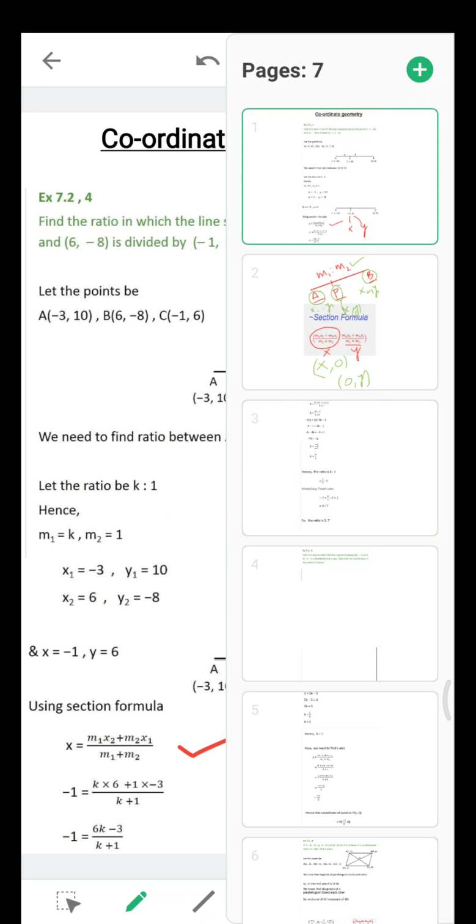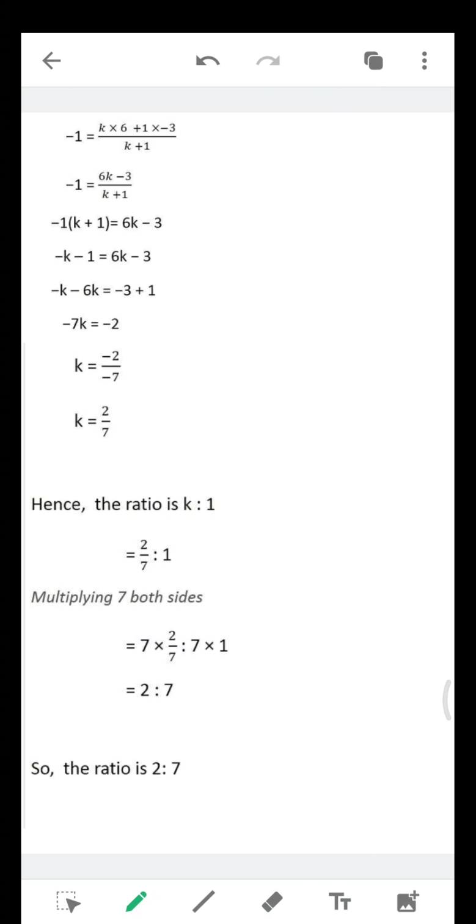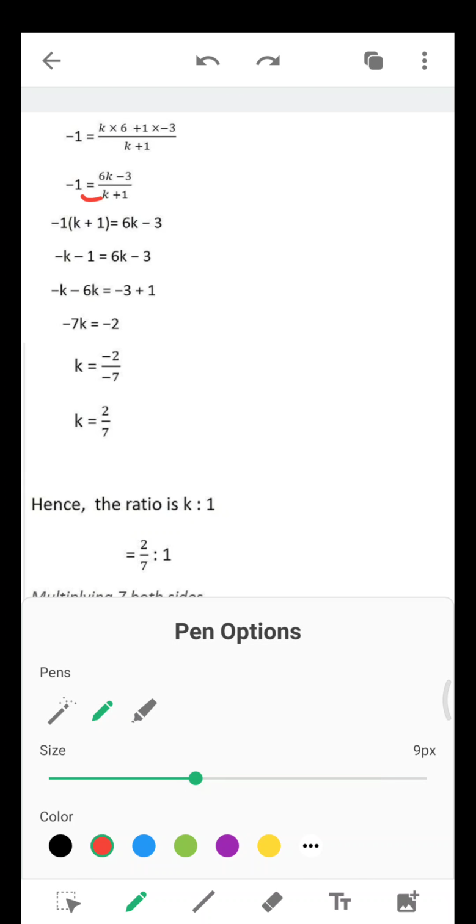What did we get? 6k minus 3 by k plus 1 is equal to minus 1. Continuing, cross multiply it. This becomes minus k minus 1 and this is 6k minus 3. Then taking all the k's to the left, this becomes minus 7k and this becomes minus 3 plus 1, that is minus 2. So k is equals to minus 2 by minus 7. That negative and negative sign gets cancelled here. And remains 2 by 7.